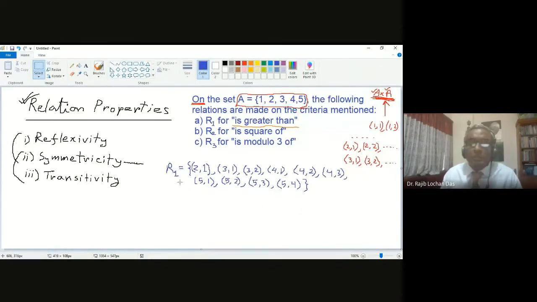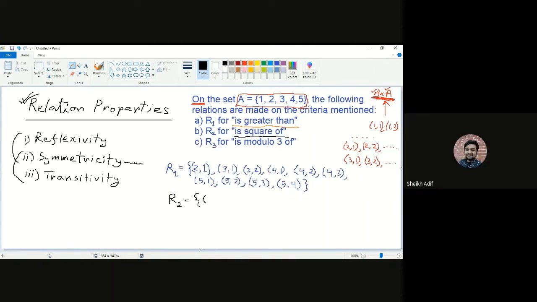Okay, so this is the relation R1, and we have the elements within R1. Now, in the same way, you make the relation R2 and tell me who are the elements in R2. So that is another relation R2, and it will again be a subset of A cross A, based on the given criteria. Criteria is square of.